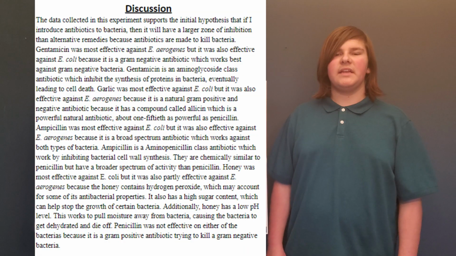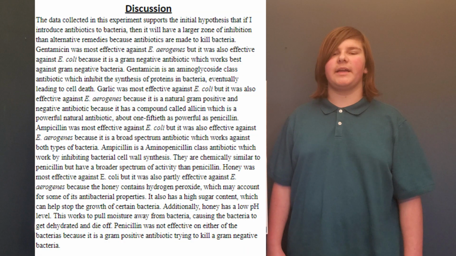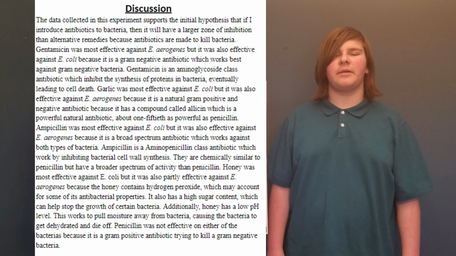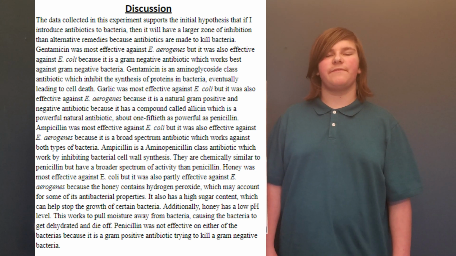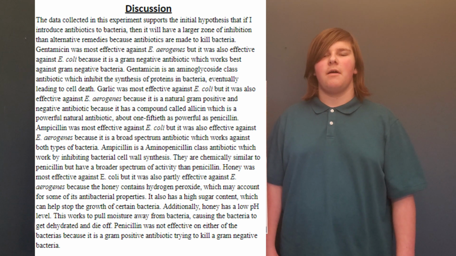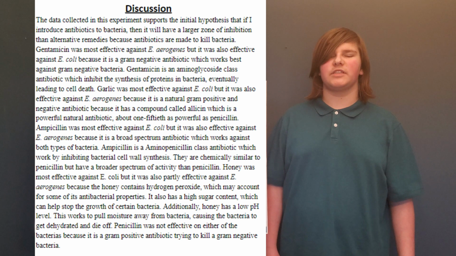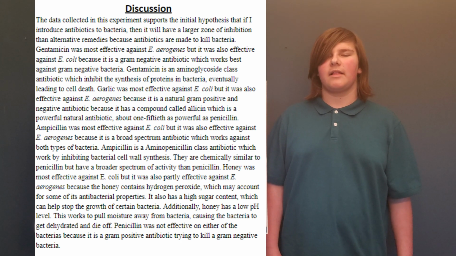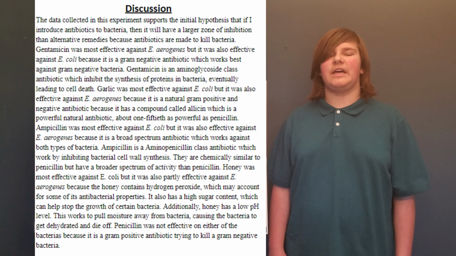The data collected in this experiment supports the initial hypothesis that if I introduce antibiotics to bacteria, then it will have a larger zone of inhibition than alternative remedies, because antibiotics are made to kill bacteria. Gentamicin was most effective against Enterobacter aerogenes, but it was also effective against E. coli because it's a gram-negative antibiotic which works best against gram-negative bacteria. Gentamicin is an aminoglycoside class antibiotic, which inhibits the synthesis of proteins in bacteria, eventually leading to cell death.